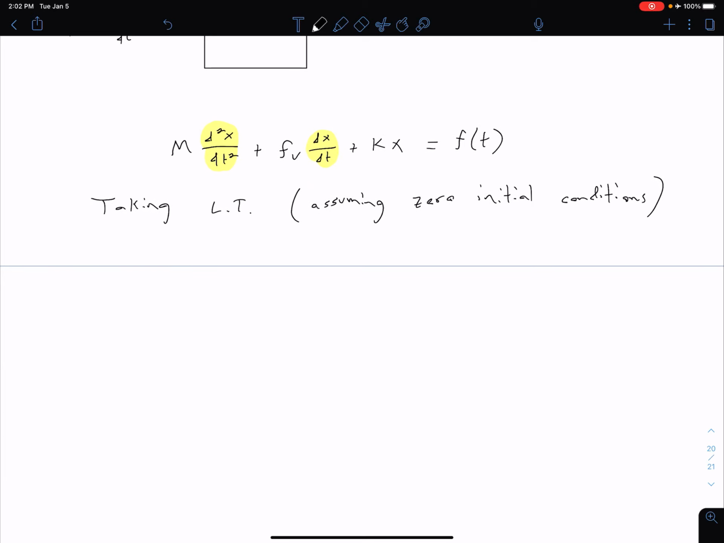If we do that, we get something that looks very similar to what we saw with our electrical network. We get m, and then a second derivative corresponds to s squared, and our x becomes a capital X of s, plus our f sub v. Our first derivative becomes s, and then our little x in time becomes our big X in frequency. Finally, for our spring term, we just have capital K, our constant, along for the ride, and capital X as a function of s. And then our force becomes capital F as a function of s.